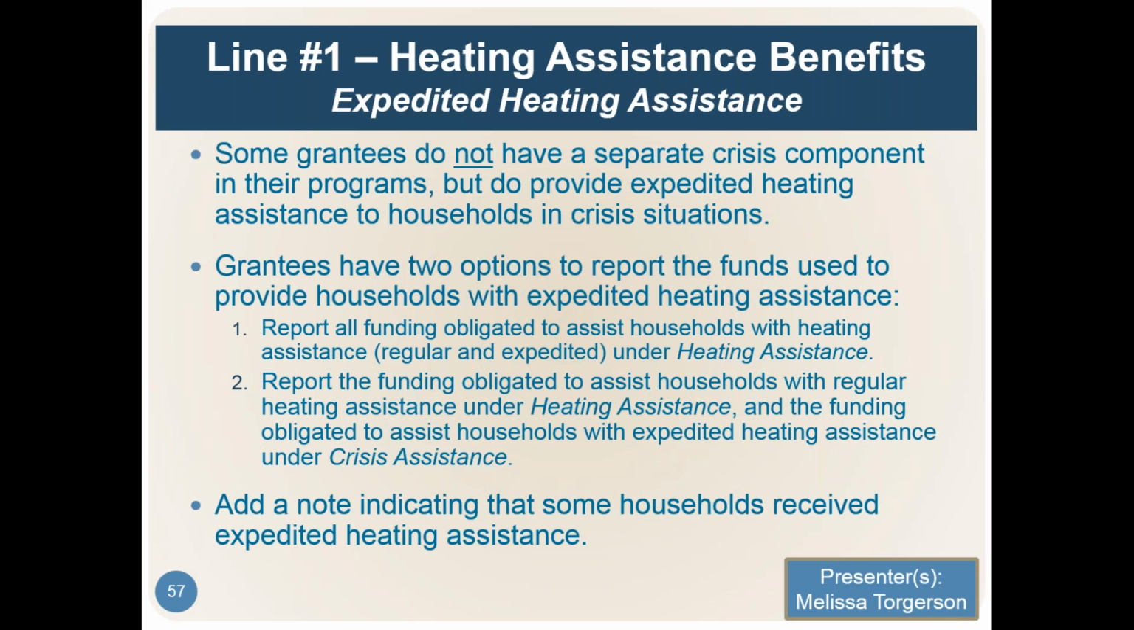I will say this, after working with states who are in this situation, think carefully about how you do this. When you go into the data warehouse and you want to pull your data, is it important for you to see how many households received expedited services? And if it is, it may be very worth your while to include those in the crisis line, because that will separate those households out in your data. Otherwise, you're going to have to extrapolate from this bigger chunk of households how many got crisis assistance.